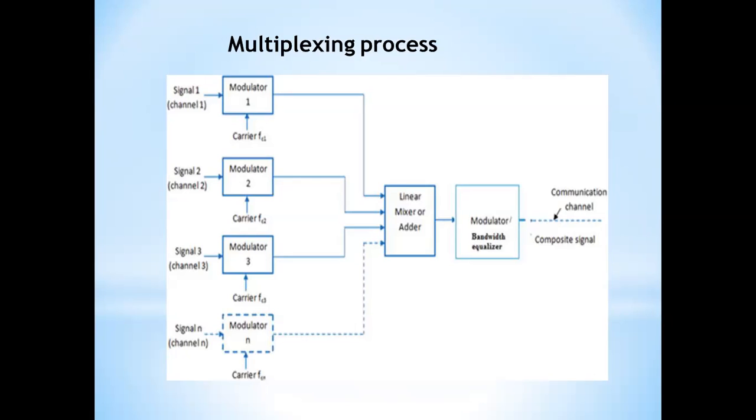The linear mixer is different from the normal mixer. Here the sum and difference frequency components are not produced, but only algebraic addition of the modulators' outputs takes place. Different signals are thus added together in the time domain but have their own separate identity in the frequency domain. The composite signal at the output of the mixer is transmitted over the single communication channel, and this signal can be used to modulate a radio transmitter if the FDM signal is to be transmitted through the air.